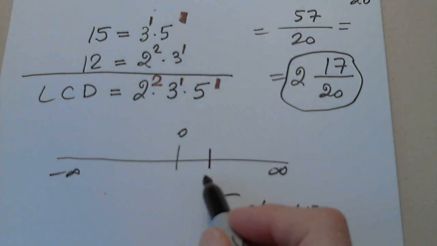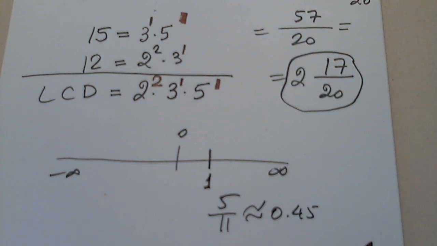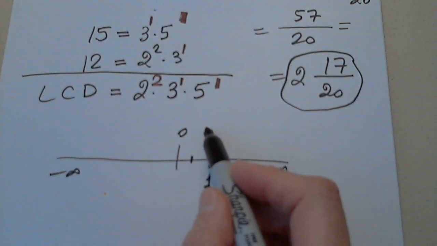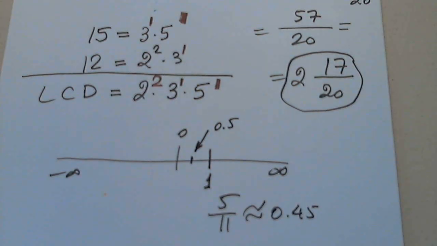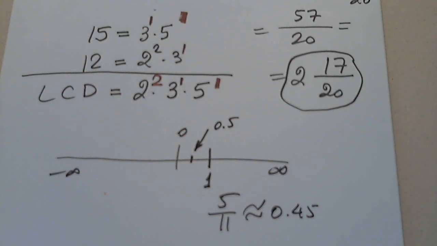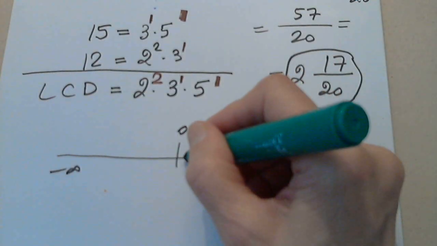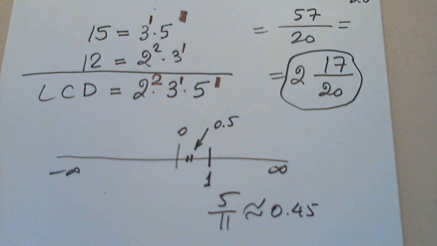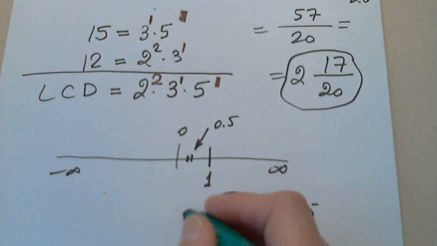I know it's a number between 0 and 1. In the middle, I will have 0.5. So therefore, 5/11 will be a little bit to the left of 0.5. So I will plot it right here. That will be 5/11.